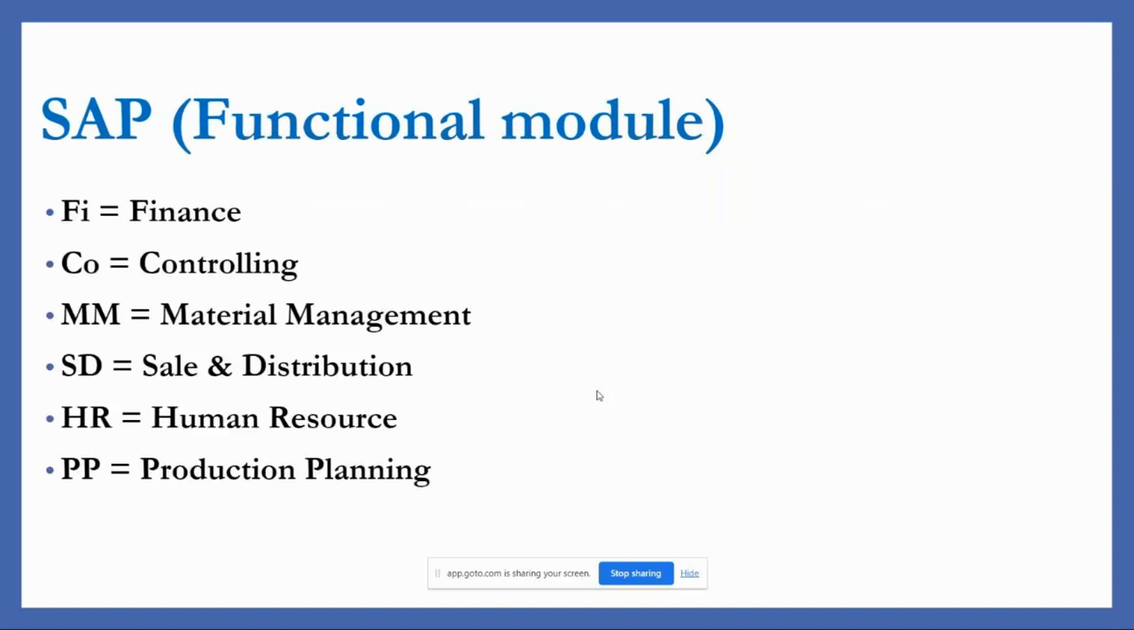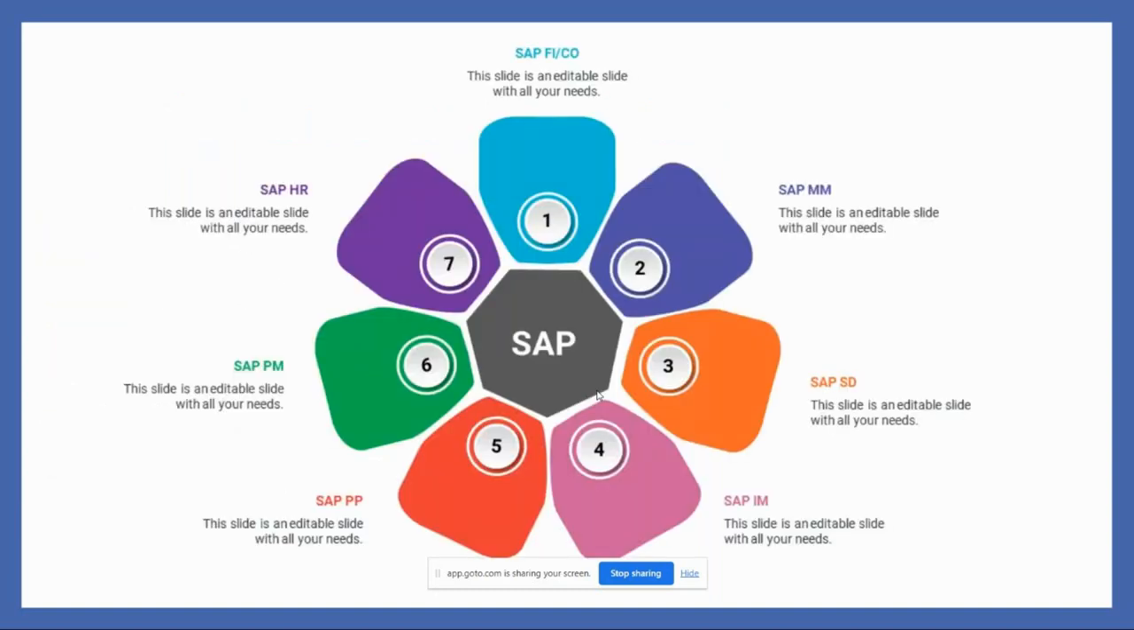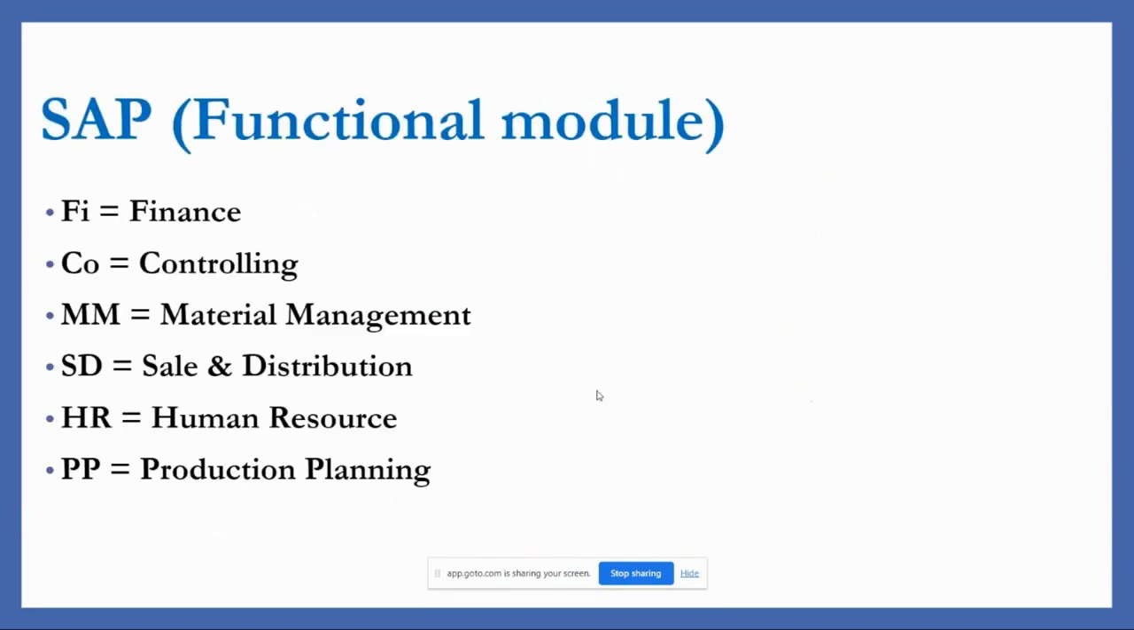Functional activities. This is the functional activities. The same thing, it is an image, so don't worry, it is the same thing. I have to remove this image, so don't consider it. So these are the options, this one, okay, SAP.